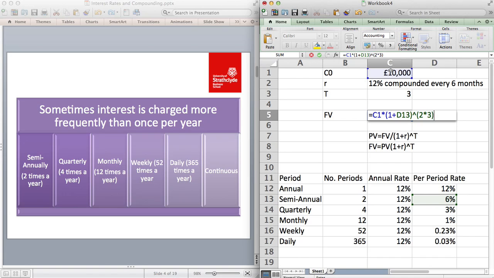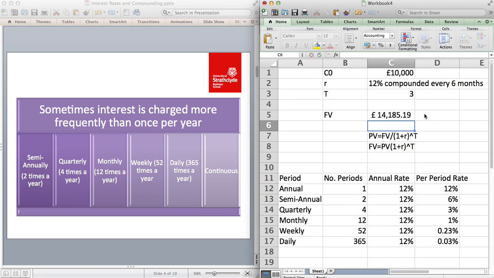So it's 10,000 times 1 plus 12% divided by 2 to the power 2 times 3. So there you go. It's 14,000. Okay? 10,000 for 3 years.